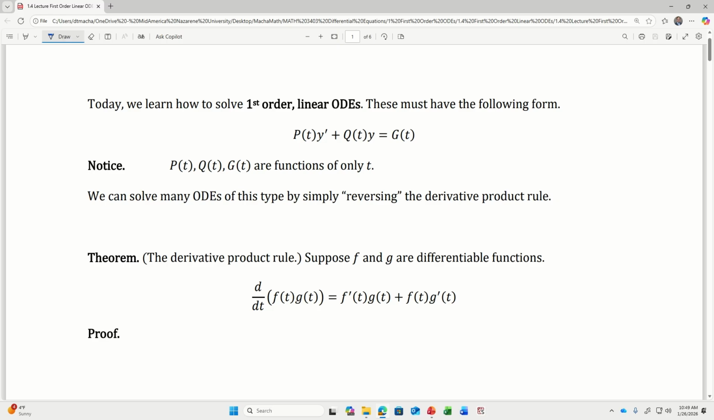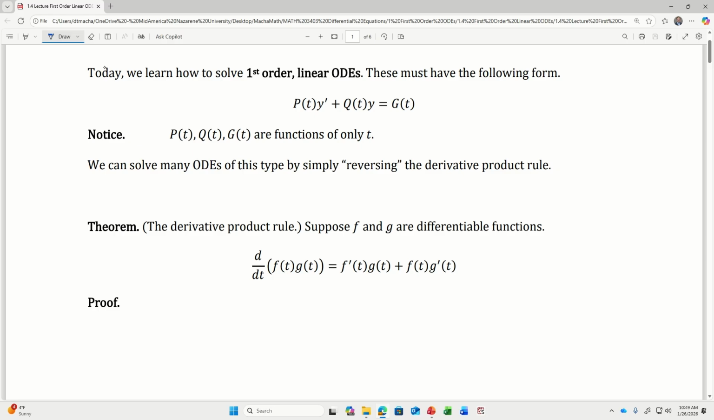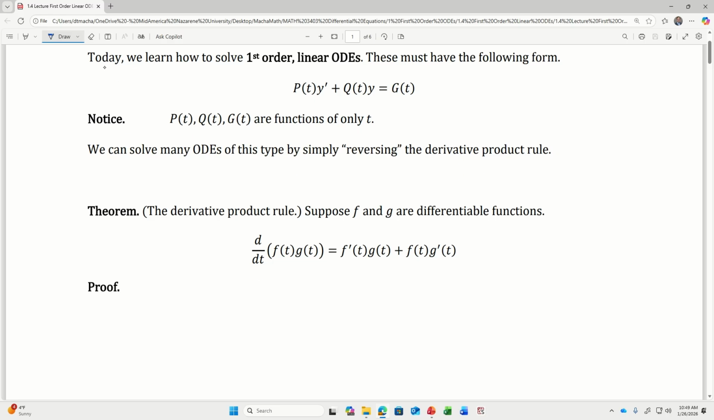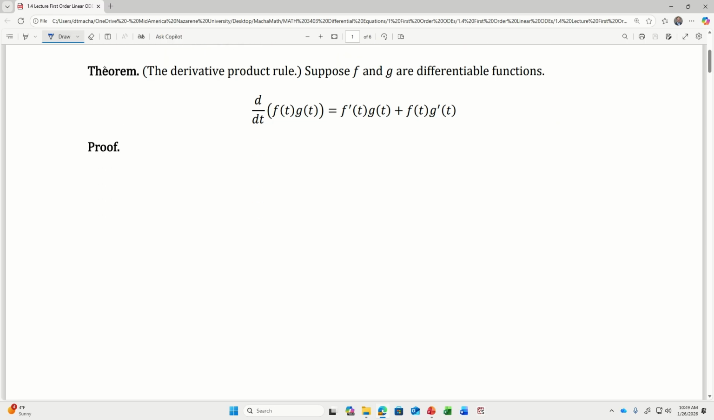And when you see these, the first thing to try is to think, could I just solve ODEs of this type by reversing the derivative product rule? And you guys remember the derivative product rule? It says basically if I've got two functions f and g, I want to take the derivative of the product, that's f prime g plus fg prime.